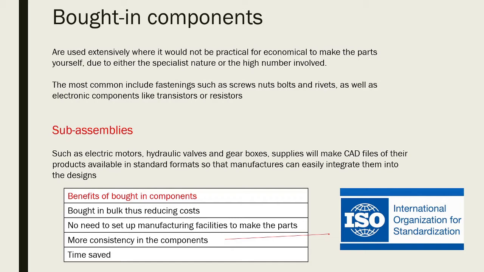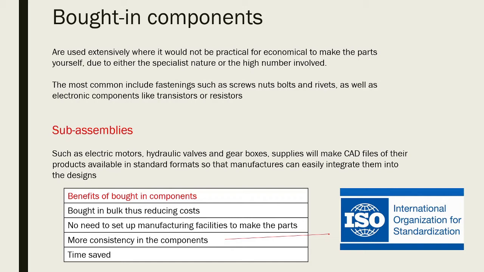So the whole benefit of that being, you buy them in bulk, so you reduce the cost of it. No need to set up the manufacturing facilities to make the part because you can just buy them in. More consistency in the components, again with the whole ISO, and then time saved not having to do that whole process yourself as well.